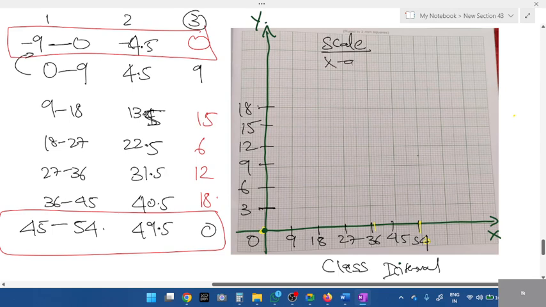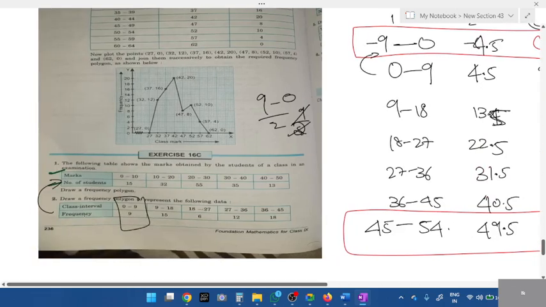Scale. X-axis, how much is each? 1 centimeter, students. One box is how many values? What is the difference between 9 and 18? 9? How come 3? I'm talking about the x-axis. Who's telling 3? What is the difference? 18 minus 9 is 9. And what is given here? Any specific name given? Marks, salary, anything given, or just frequency and class interval?